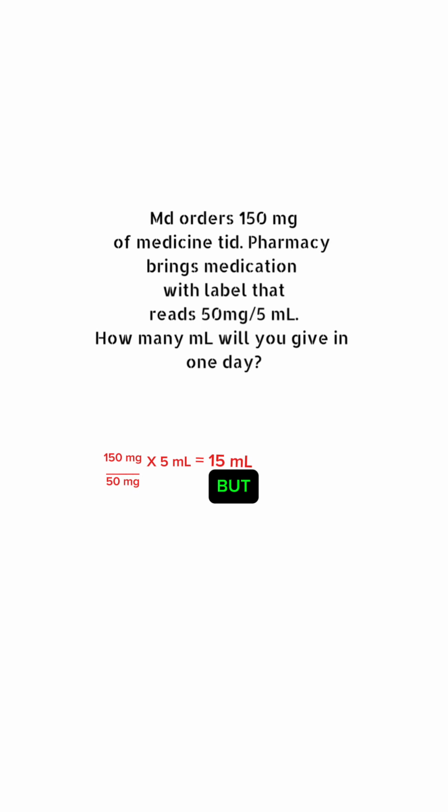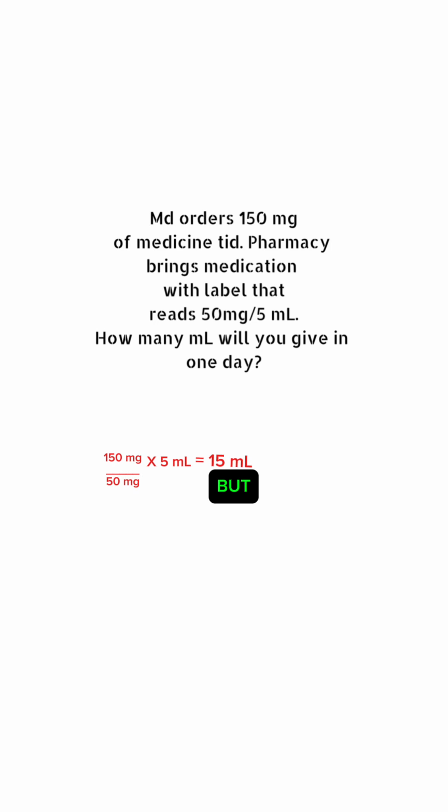Q stands for the quantity and dosage form. So for Q, we get that from the medication label that the pharmacy brought us. Again, we go back and we look at that label. It says 50 milligrams and 5 milliliters. It is that 5 milliliters that we put where the Q is, because we have to give 5 milliliters in order to get 50 milligrams of medicine.